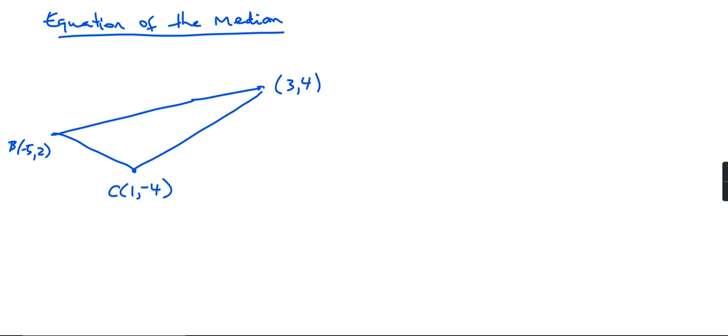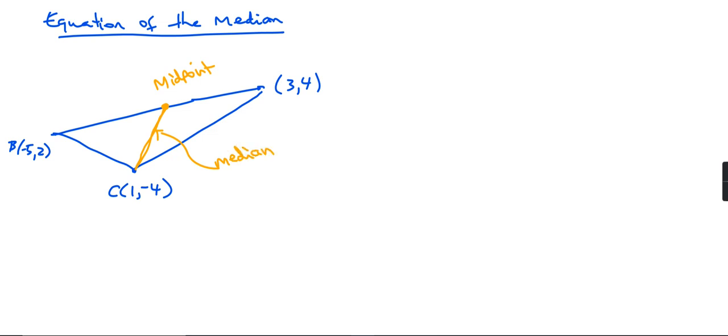This video is on finding the equation of the median of a triangle. So first, let's remind ourselves what the median is. We learned how to find the midpoint of a side of a triangle. So this is the midpoint, and we have a formula for finding the midpoint. The median is a line that goes from the midpoint of a side to the vertex on the opposite side. So this line over here is called the median.